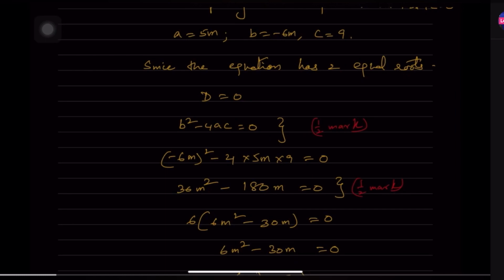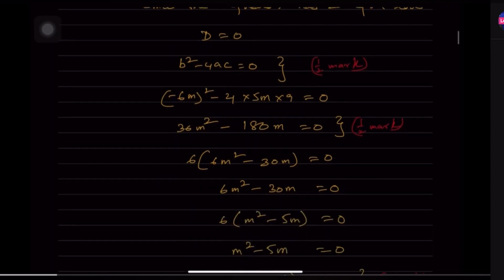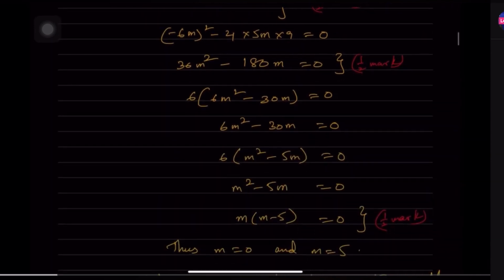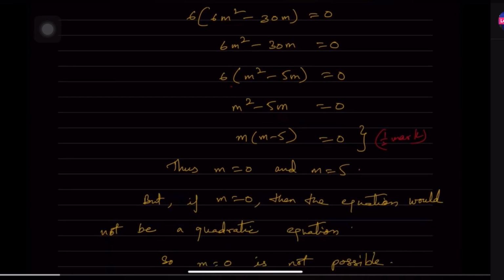Or if you take out 6 common, you're getting it as 6 into (6m square minus 30m) is equal to 0. Now you divide by 6 on both the sides, you get 6m square minus 30m is equal to 0. Again, if you take 6 common, you get 6 into (m square minus 5m) equal to 0. Again, you divide by 6 on both sides, you get m square minus 5m equal to 0. So m into (m minus 5) is equal to 0. For this, you are having half mark again. So thus m is equal to 0 and m is equal to 5.